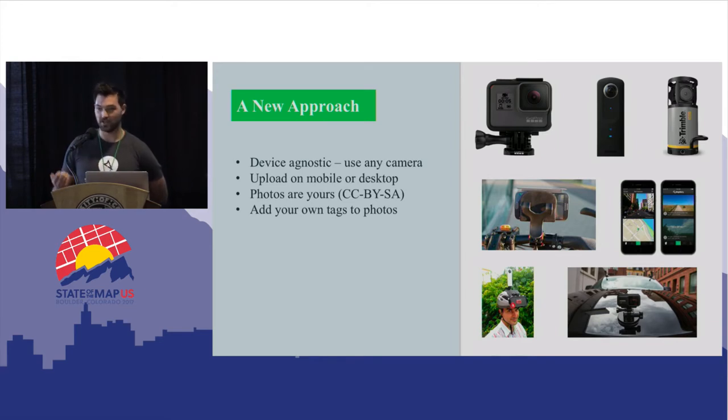You can upload these directly from your mobile phone. You can upload them through our website as well as Python scripts. And in the future, we'll have a more comprehensive desktop uploading platform. These photos belong to you when they go on to Mapillary. The license is CC BY-SA. And you can also now start tagging these photos, whether it's the entire photo, just marking it as a category that matches an OSM tag, or tagging pieces of those photos with OSM tags.